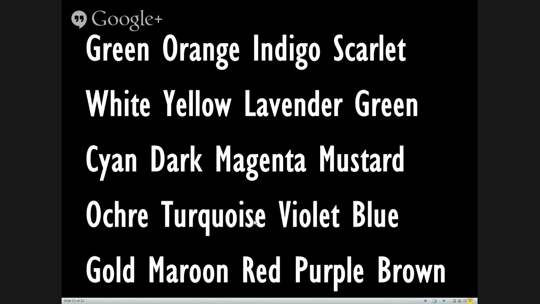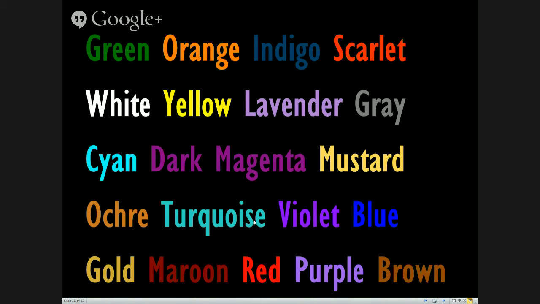Green, orange, indigo, scarlet, white, yellow, lavender, green, cyan, dark, magenta, mustard, ochre, turquoise, violet, blue, gold, maroon, red, purple, brown.